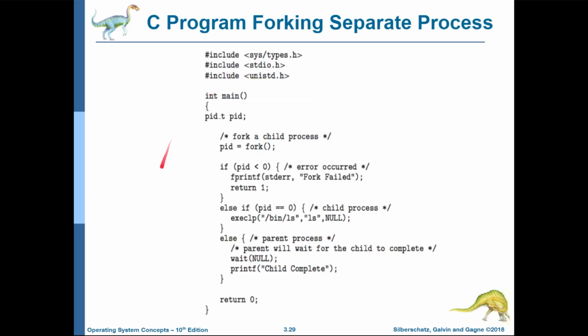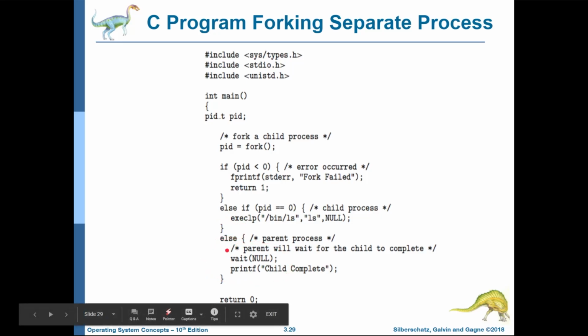So this is a demonstration. You certainly can look this up in the slides if you want. It pretty much shows you everything we've done. It creates a child by calling fork, tests for an error, checks to see if it's a child, performs exec, and then goes ahead and waits on the child.